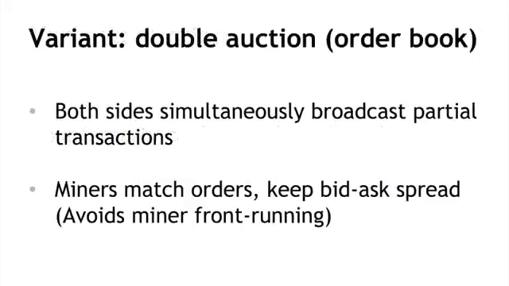Another interesting variant of this is the double auction. A double auction happens when you're buying and selling stocks, for example, where the offers are coming from both sides, the offers and bids. And so what you need is some party in the center that's matching these offers and bids together. So one way in which you can achieve that is you can actually have the miners match these orders that are being broadcast onto the P2P network. And you can allow the miners to keep the bid-ask spread, which is the difference between the bid and the ask. And one good property of doing it this way is that it avoids miner front-running.